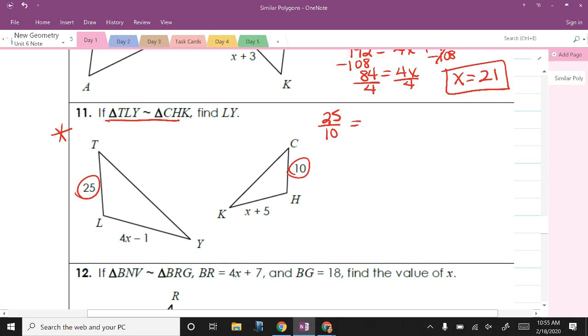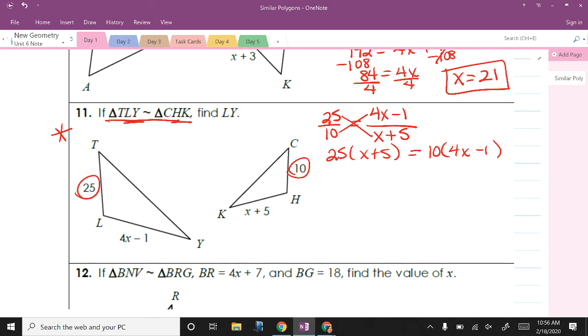So then that LY, 4x minus 1, corresponds to HK, which is x plus 5. Y'all with me? And when we cross multiply, we have to distribute. So on one side of your equals, you have 25 times x plus 5. And on the other side, you have 10 times 4x minus 1. If you don't distribute here, you're going to miss it. Because the common mistake is people will multiply 10 times 4x, but they forget to multiply 10 times -1. So that's why I want you to set it up like distributive property so you don't skip something.